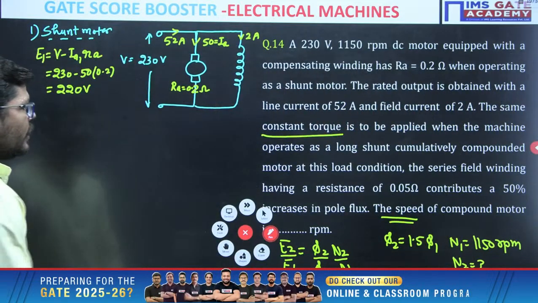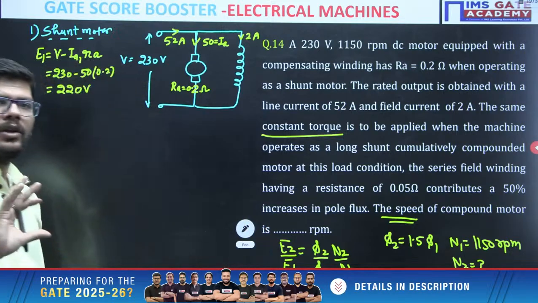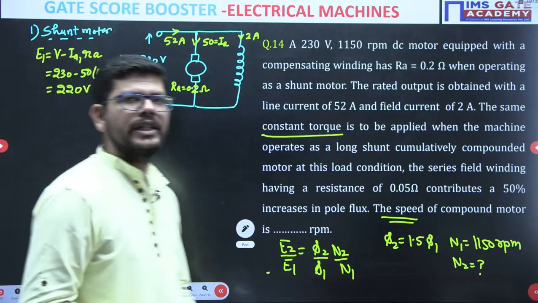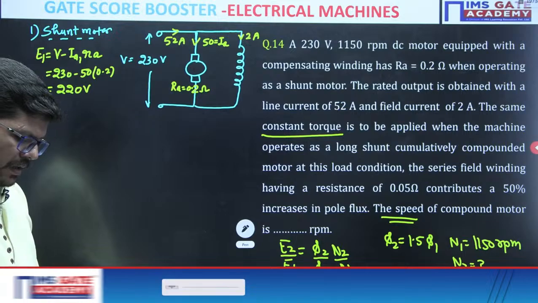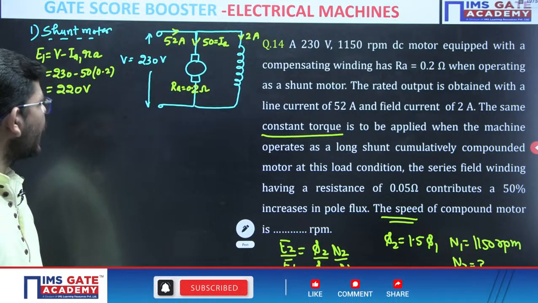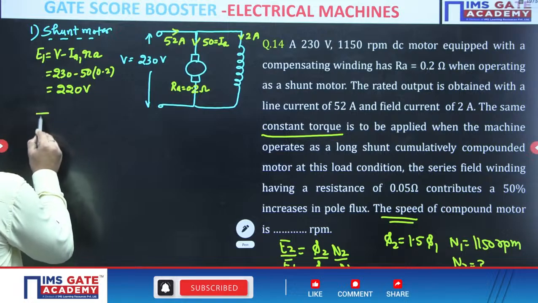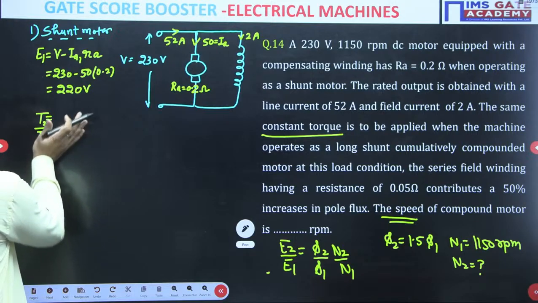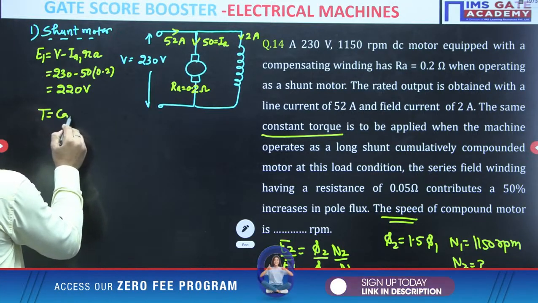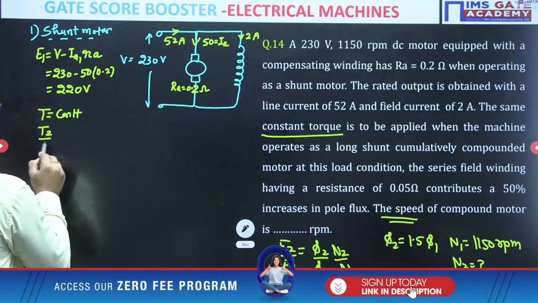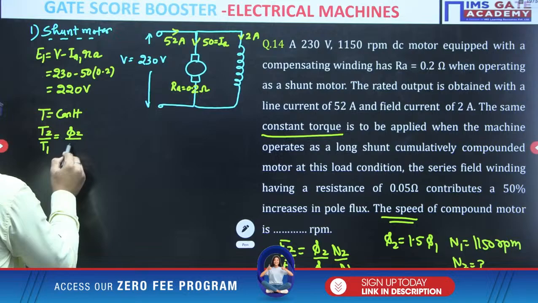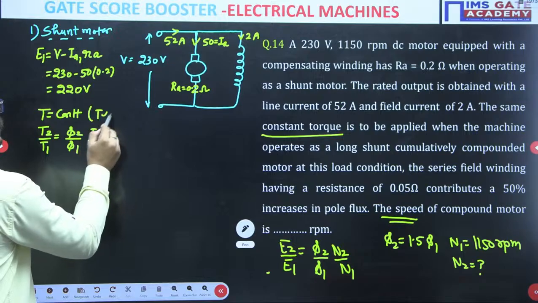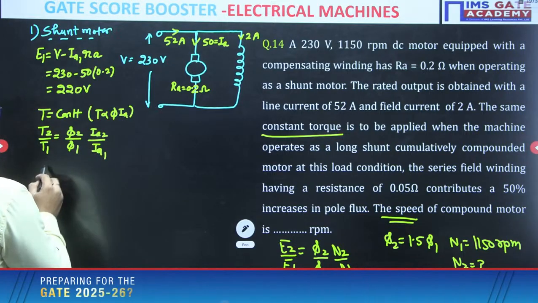Now they are saying that the same machine is operated as a long shunt machine. If it is operated as a long shunt machine, what will be the current that it is carrying? We have to calculate that. For that, we have been given that torque remains constant. Torque remains constant means T2 upon T1, which is phi 2 upon phi 1 into IA2 upon IA1, because torque is proportional to phi into Ia, right.